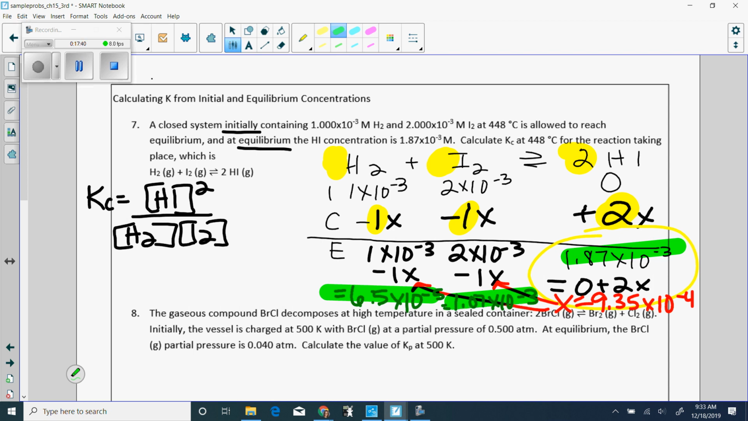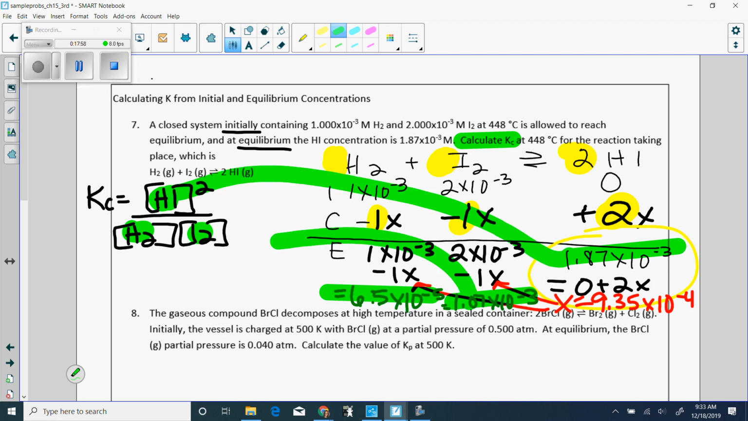Okay. I still didn't answer the question. The question asked me to calculate K. That means I need to get numbers to plug into here, here, and here. These are these. I didn't have them before. I had to do all that math to figure it out. So now plug it in and get an actual answer.